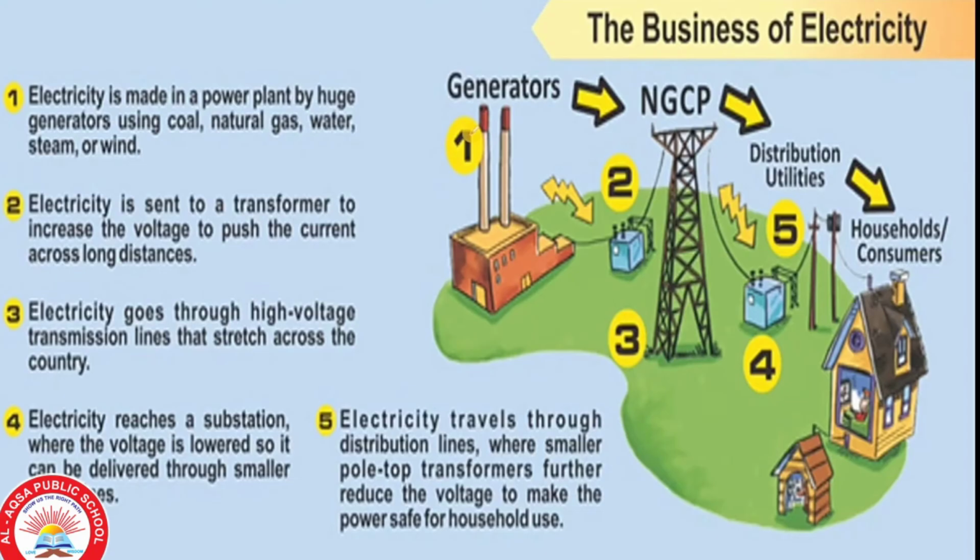Electricity is made in a power plant by huge generators. Then electricity is sent to a transformer to increase the voltage to push the current across long distances. Then electricity goes through high voltage transmission lines. After electricity reaches a substation, it travels through distribution lines where smaller pole-top transformers further reduce the voltage to make the power safe for household uses.